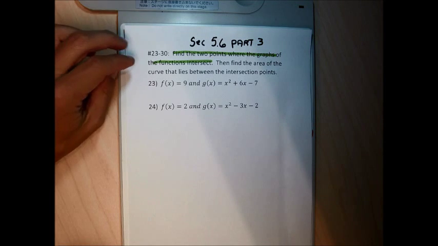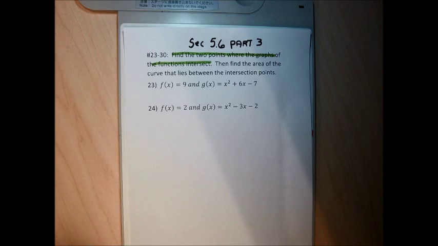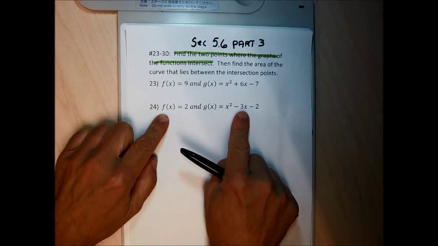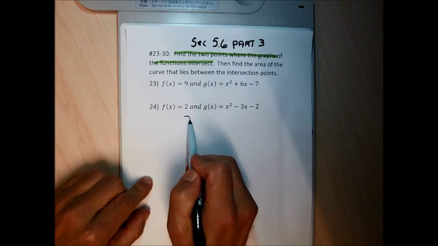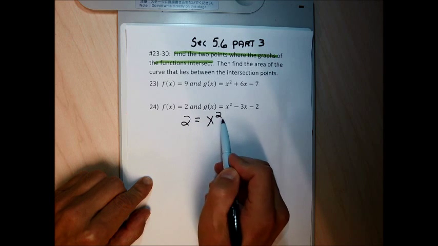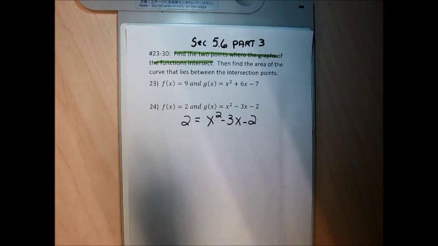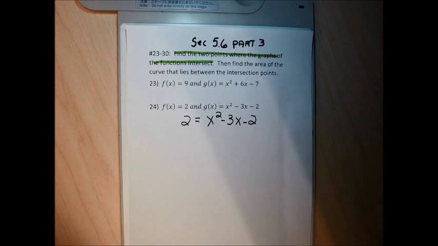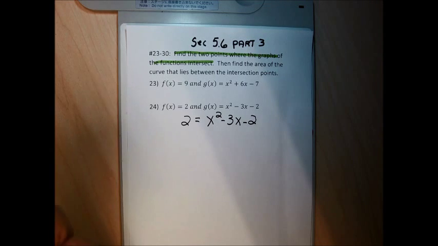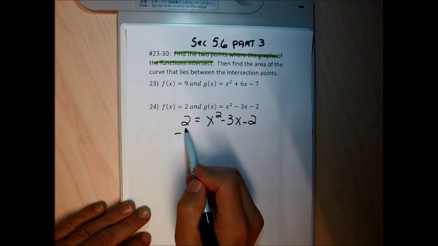The first part is to find 2 points where the functions intersect. Let me start by doing that in problem 24. So I'm going to find out where these functions f of x and g of x intersect, and I find where two functions intersect simply by setting the functions equal to each other. So I'm going to set the f of x function equal to the g of x function in my first step of each of the problems in 23 through 30. Because there's a square, I have to set the problem equal to 0 and solve by factoring.